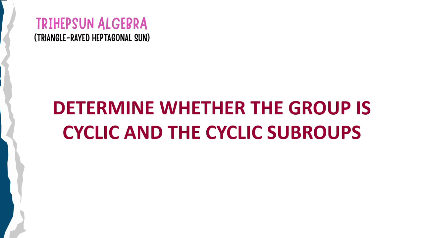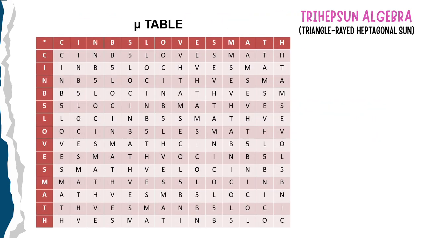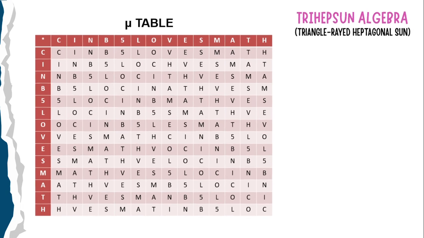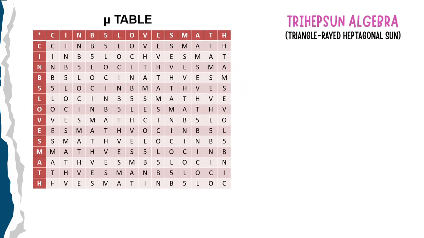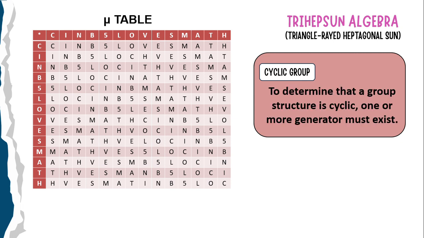In this final project, we determine whether a group is cyclic and find its cyclic subgroups. So we have here our group table. In order to check if a group table is a cyclic group, it must satisfy this condition. A cyclic group must have one or more generators.